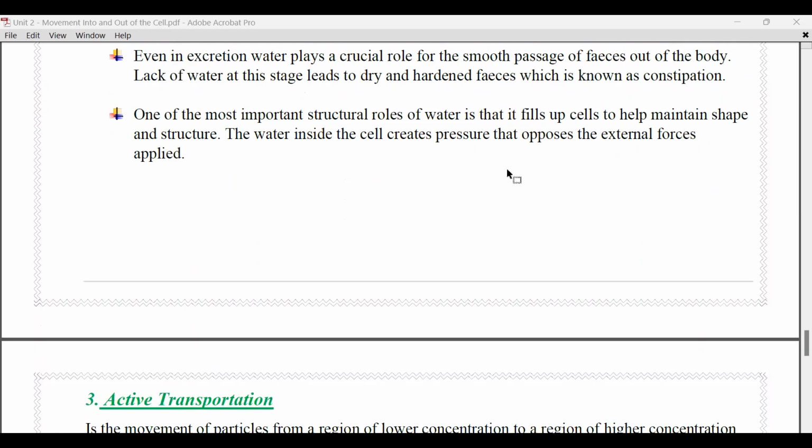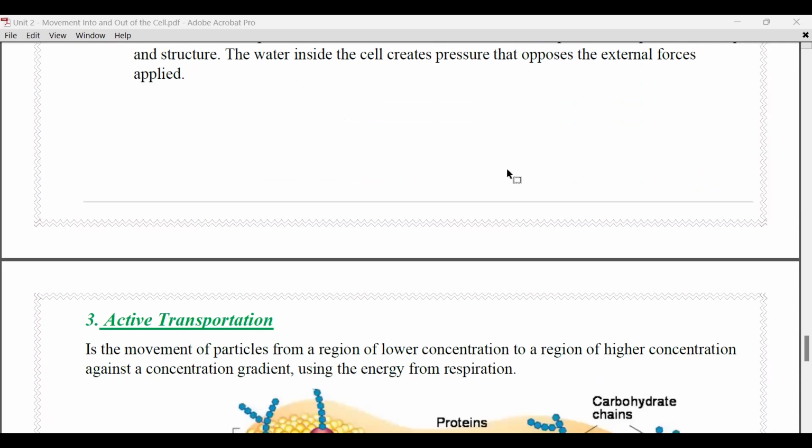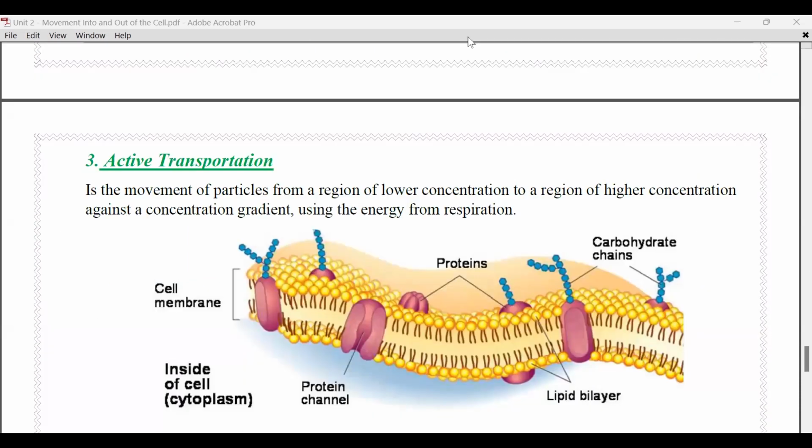Finally, coming on to the last main topic of this lesson, which is active transport. We will go with the textbook definition of this term first, which is the movement of particles from a region of lower concentration to a region of higher concentration, against a concentration gradient, using energy from respiration. So the key terms in this definition are region of lower concentration to a region of higher concentration, against a concentration gradient, and using energy.